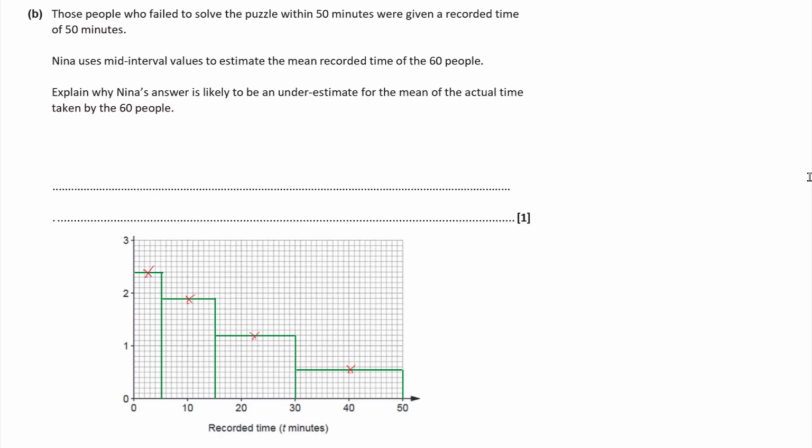But what we're actually saying is, anyone who was longer than 50 or failed to solve it was just rounded off to 50. So this last bar could have been a whole lot wider, in which case the midpoint would be further off, in which case, what does that mean? So that would mean that this value for here, your estimate here would be bigger than it otherwise would. It means the value would be greater, wouldn't it?